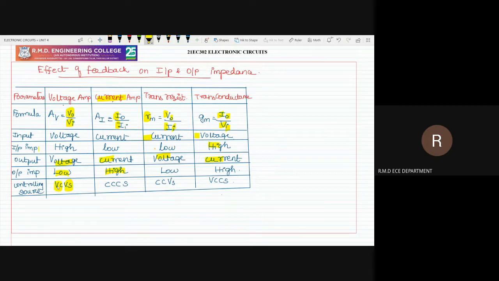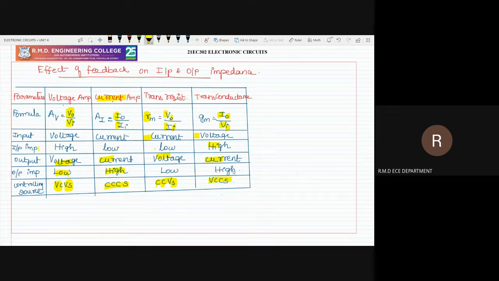The output represents the source, and the input side represents the controlling parameter. For example, in a voltage amplifier the output voltage is V naught and the input side is also a voltage, so it is called a voltage controlling voltage source. For current amplifier, it is called a current controlling current source. Trans resistance is a current controlling voltage source. Meaning, the output is the source name and the input is the controlling name. And here the output is current and the input is voltage, hence it is called a voltage controlling current source.